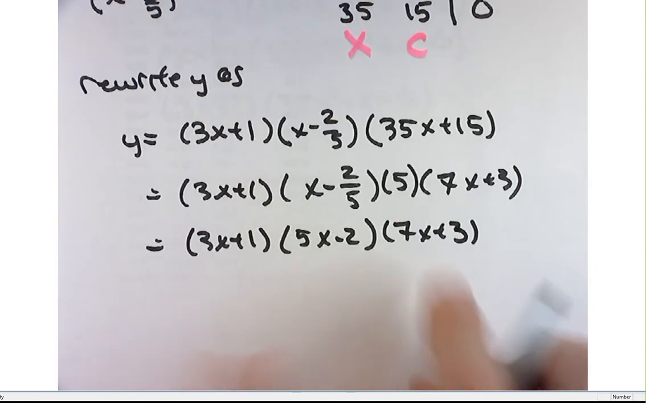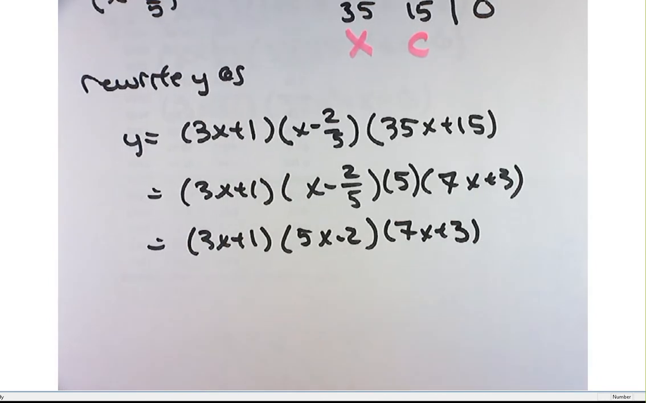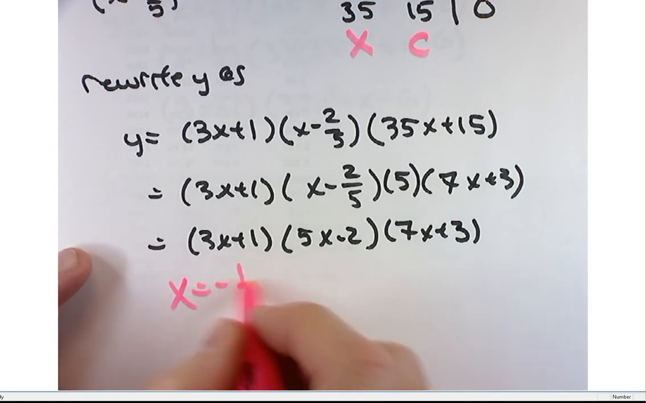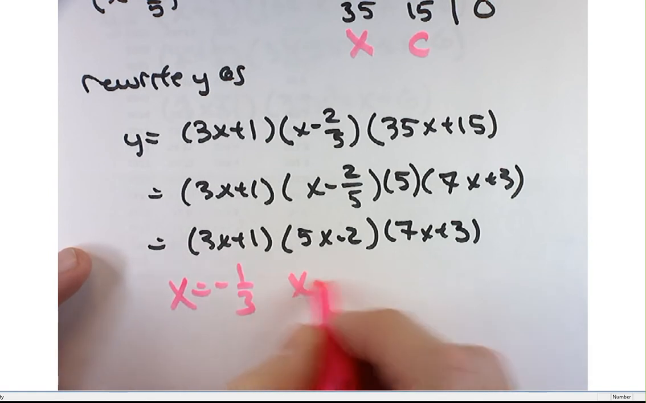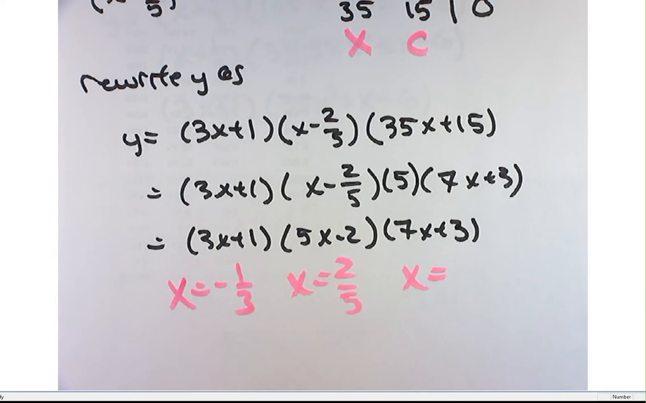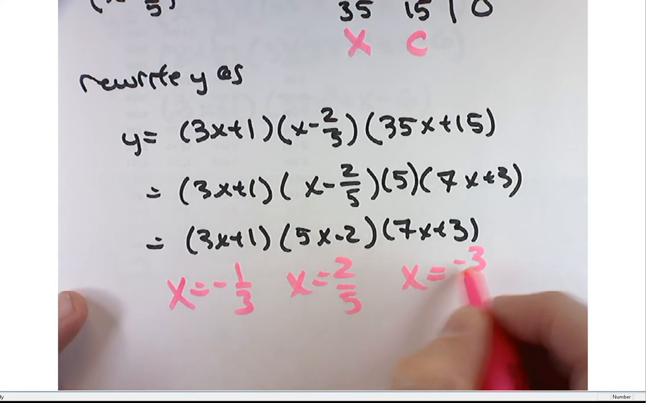And that's perfect. You can now look at these and just read off the roots of each of them. We've got x equals negative 1/3, x equals 2/5. How about the last one? Can you read that one off? What would that be? Negative 3/7. Beautiful.